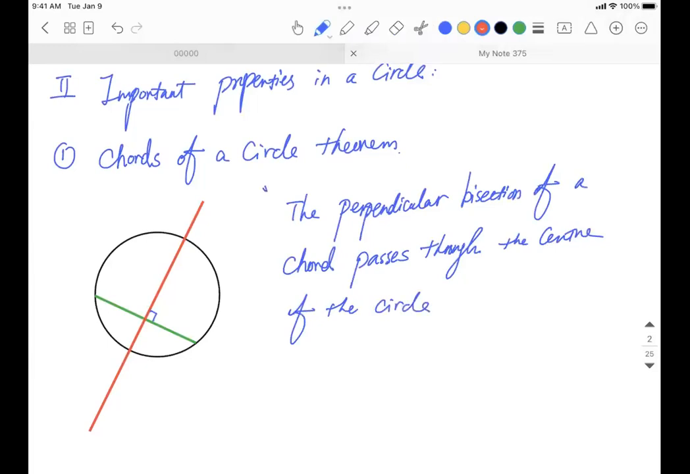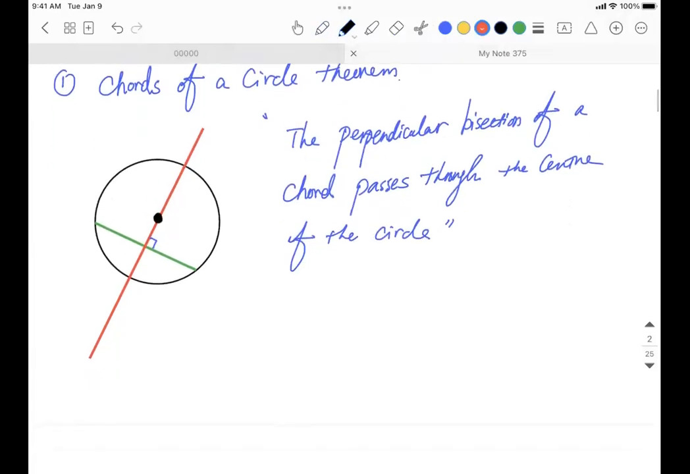Right? This is like a given, quite intuitive, right? If I have a chord within the circle, and then I make a perpendicular bisection, a line which cuts the chord into two parts and is also perpendicular to the chord, that line is going to pass through the center of my circle. That is quite understandable, right? Nothing complicated, nothing special.